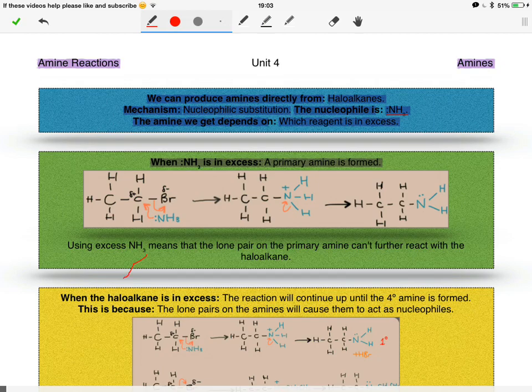So the ammonia acts as the nucleophile, and just to reiterate, a nucleophile is an electron pair donor. So this will attack the partially positive carbon atom. This is partially positive because the bromide is very electronegative compared to the carbon atom, so it withdraws the electron density from their shared bond, the covalent bond between them. So obviously that exposes the carbon, giving it its partially positive charge.